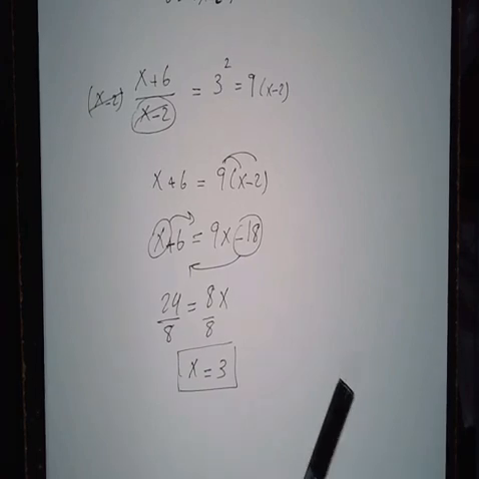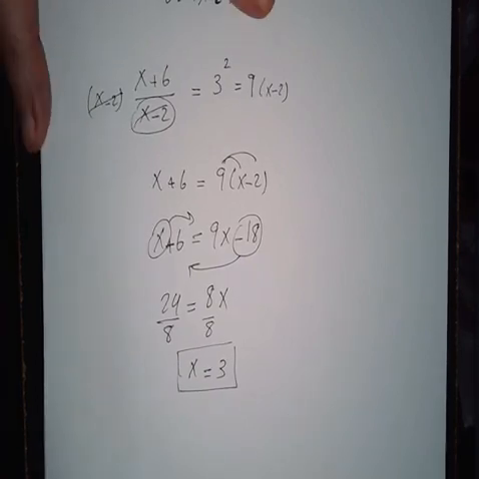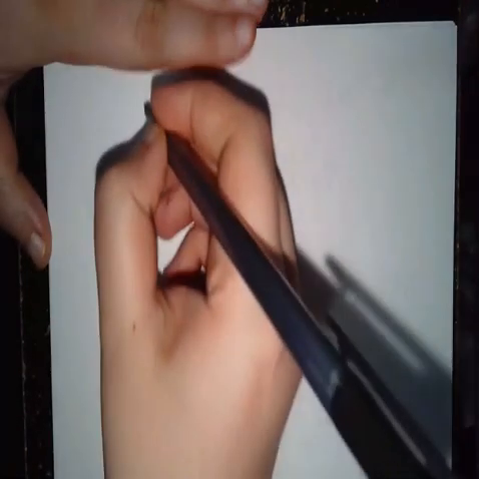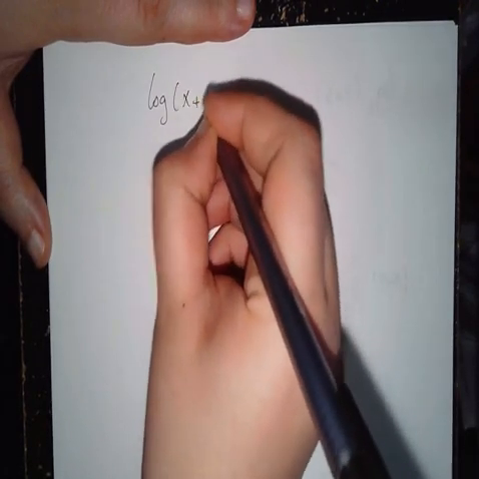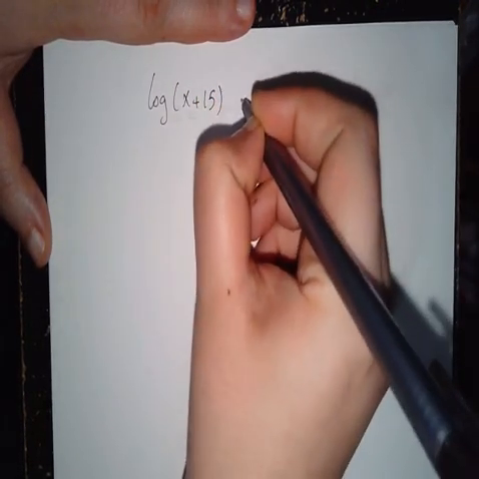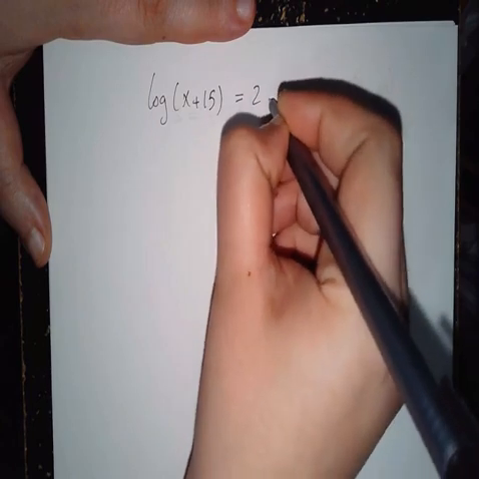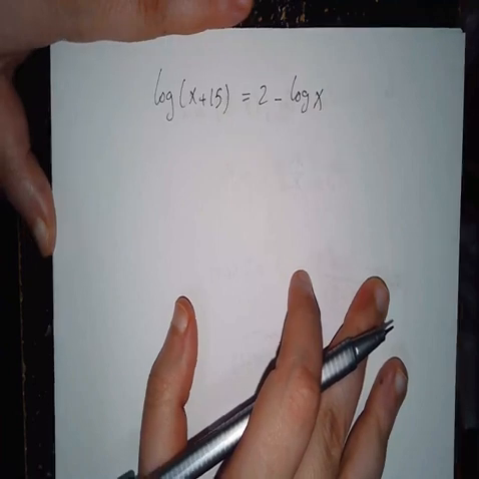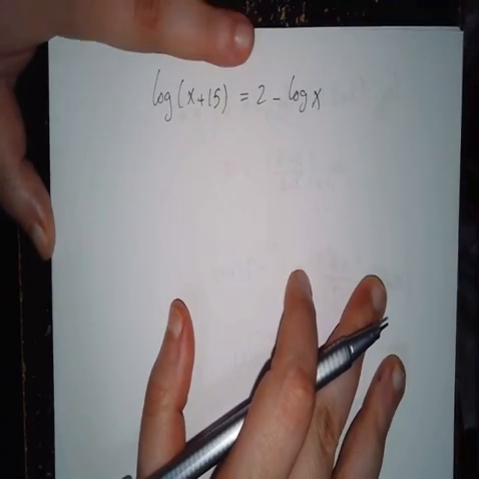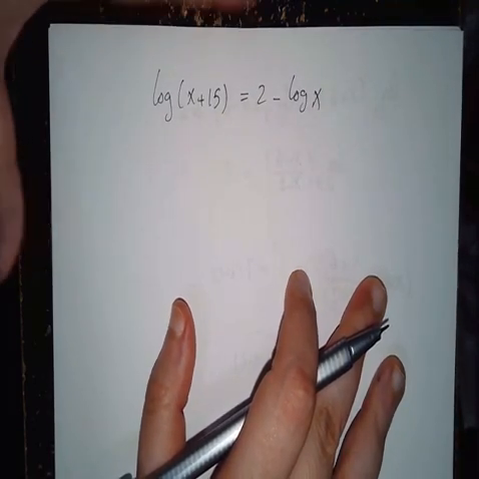So, now let's do number 16, and we'll be done with this section. Okay, here we go. The question says log of x plus 15 equals 2 minus log of x. Now, I have 2 logs, and I see no base. What does that mean? It's base 10, right?